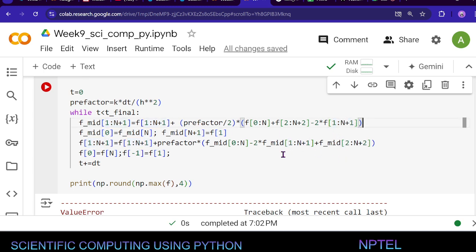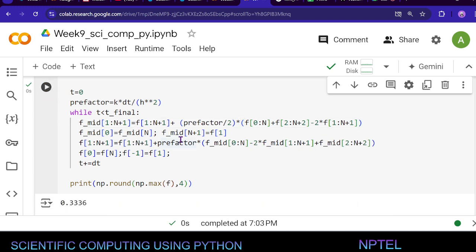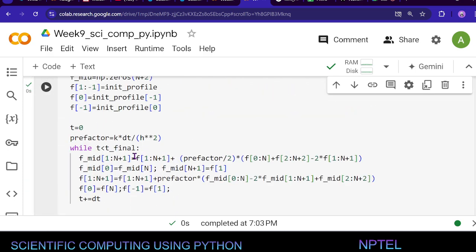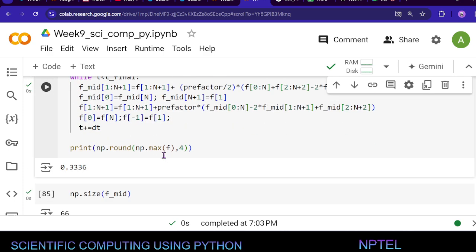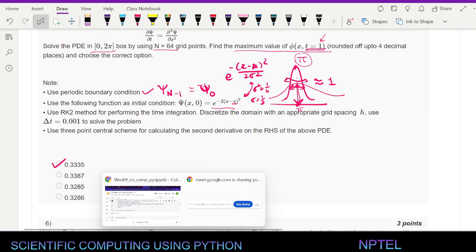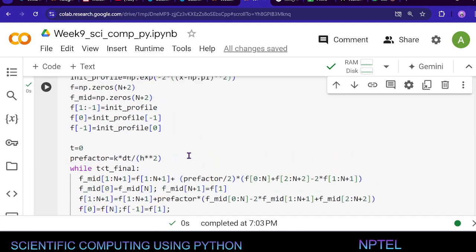Okay, and the same thing here. Yeah, here I wrote correctly, I think. Let's run it. And it gives 0.3336, which seems to be the correct answer. Yeah, this one it's 0.3335. I don't really know why that happens, but I'll tell you one thing.